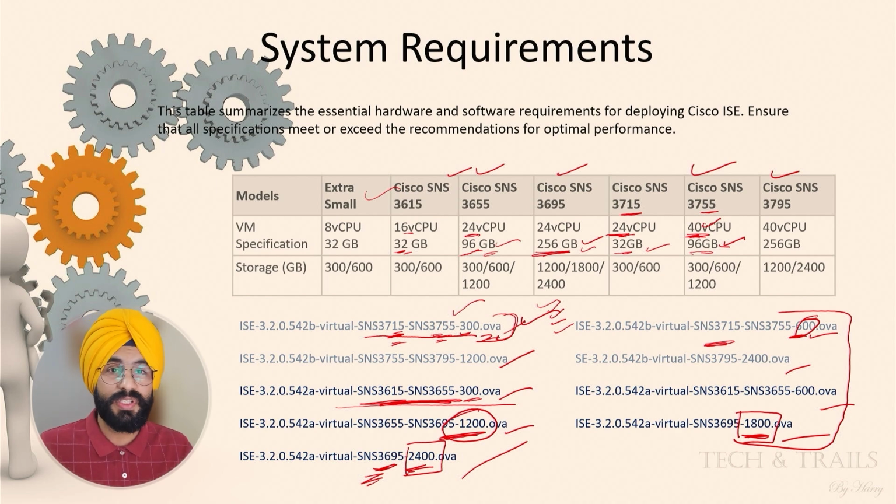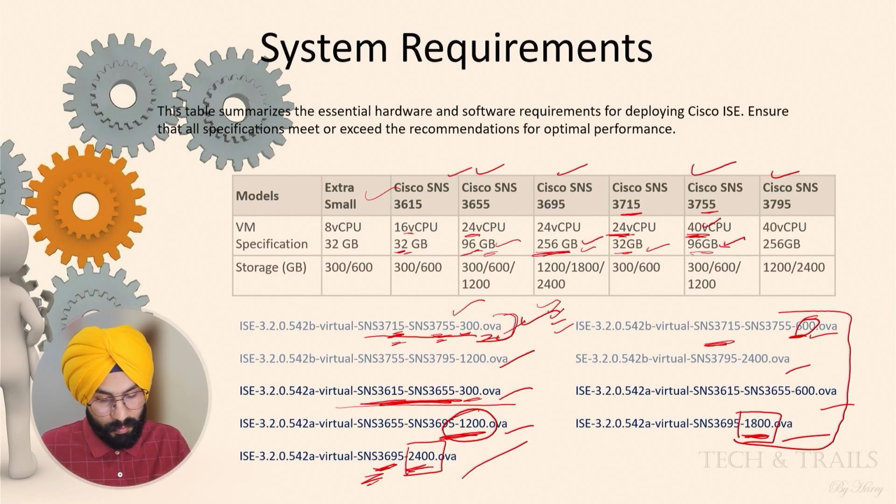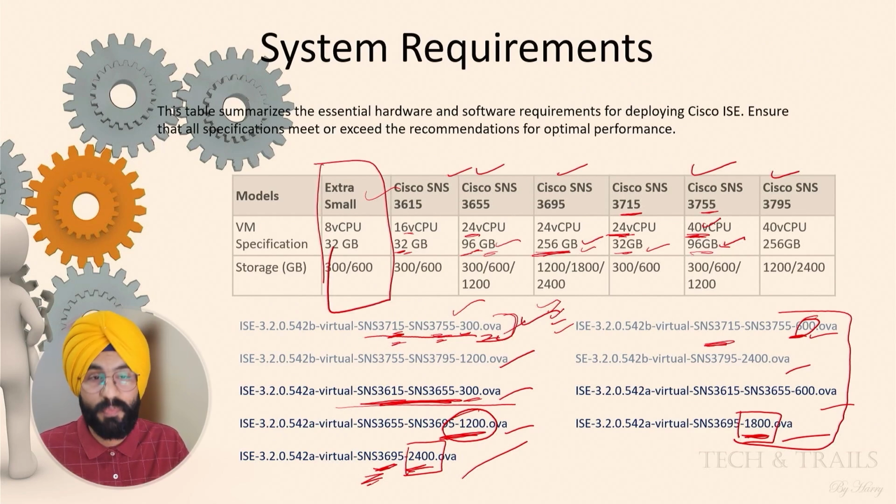As we said, we are going to deploy a two node deployment in an HA setup. So for this setup, we will be proceeding with extra small. I hope I was able to provide all the information required for the design, deployment and planning. So these are the high level ones.